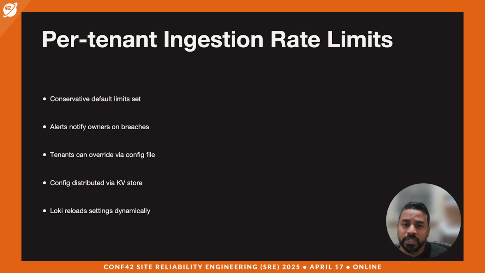Loki supports per tenant rate limits to avoid the noisy neighbor problem. So what we did is set a conservative default rate limit, and teams are notified by an alert when their service goes over those limits. Loki supports overriding rate limits per tenant in a file, and we distribute those overrides to Loki in minutes using our distributed key value store, and we hot reload these override files in the Loki components that use it.